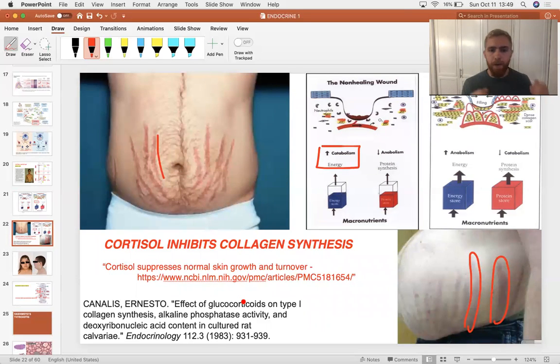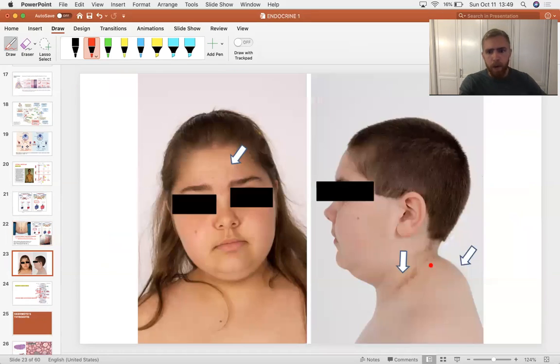Cortisol also inhibits collagen synthesis. I've got a couple studies here linked if you want to take a further look at that. Here's your buffalo hump. It's a fat pad, kind of posterior supraclavicularly, like the T1, T2, C7-ish area. And you shouldn't get fat there. You should get fat in a lot of other places before you get fat there. So if you see this, you think cortisolism.